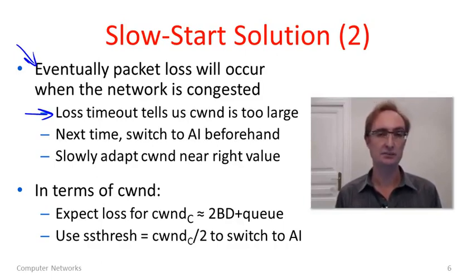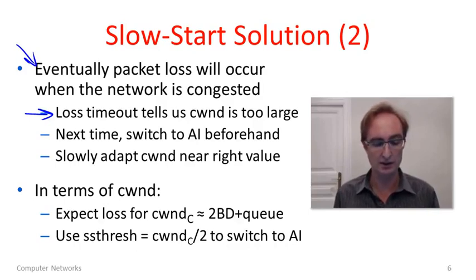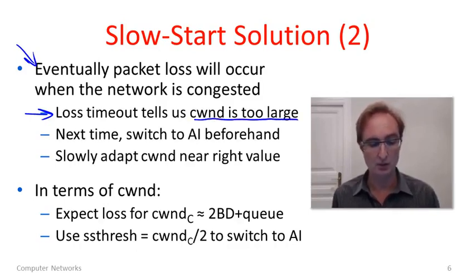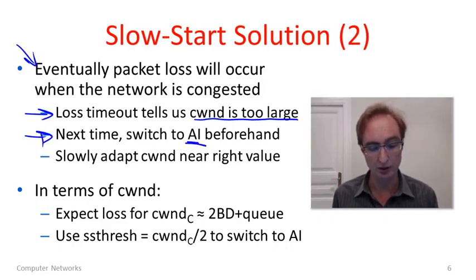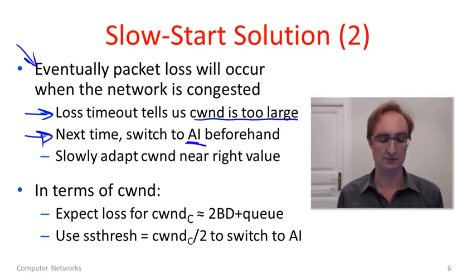We're already congested, and in fact the loss happened quite a while ago. It just took us a little while to find out. So that means that C-win is too large. What we'll do instead, next time that we begin to increase the congestion window from the beginning and ramp up, is that we'll switch away from our doubling solution, our slow start, to additive increase, which we wanted all along when we're in the vicinity. So this way we'll additively increase and more slowly adapt the congestion window somewhere around the right value.